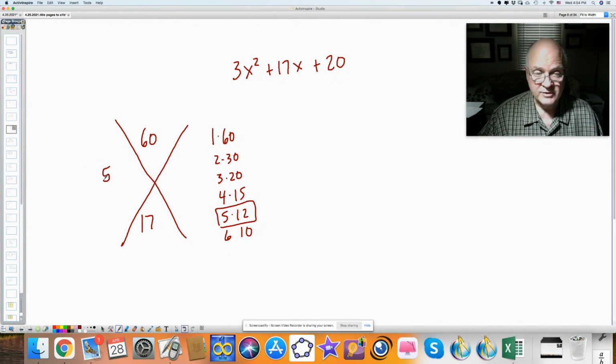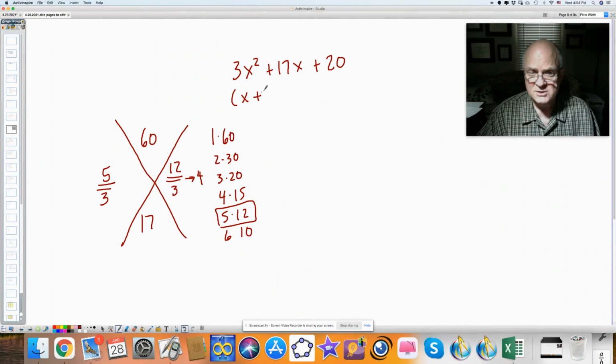So I would put 5 here and 12 over here. My leading coefficient was 3. So I'm going to put the double bar and the 3 here. This simplifies to 4. So I'll write x plus 4 times, and the bottom number is associated with the x, 3x plus 5. And there you have it.